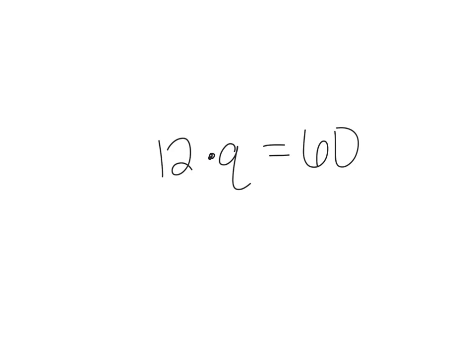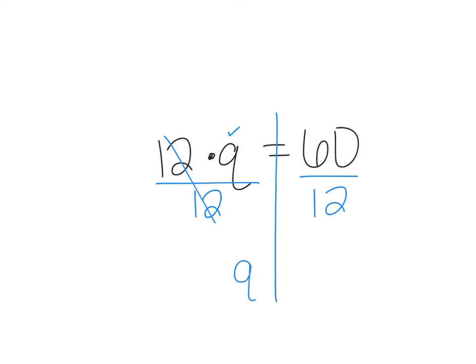My next example is 12 times q equals 60. I want to get my q by itself, so I have to get rid of the times 12. How do we undo multiplying by 12? We divide both sides by 12. So if we divide both sides by 12, we would get q equals 5. Let's check by substituting. If we substitute 5 for q, does 12 times 5 equal 60? Yes, it does, so I know I'm correct.